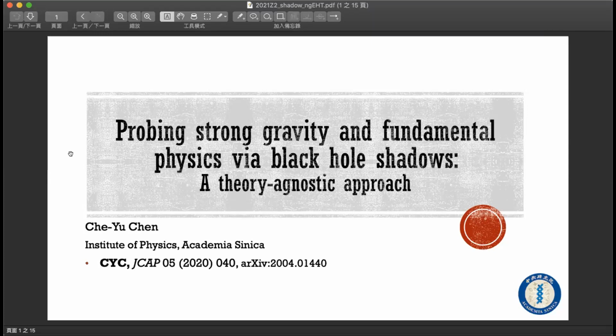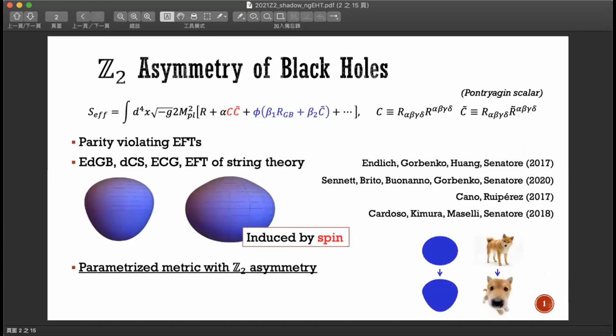Okay, thank you. The talk I'll give today is essentially based on one of my recent papers, which was published in JCAP last year, as you can see here. Today I'm going to talk about the possibilities of testing one interesting feature of black holes beyond Einstein gravity by using black hole shadows. Such a feature is essentially the Z2 asymmetry of the black hole spacetime.